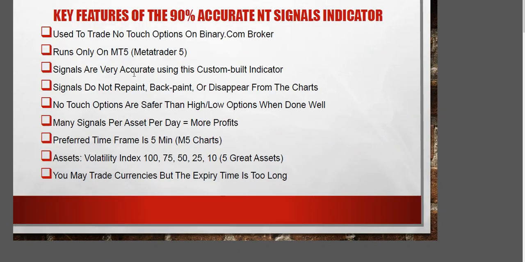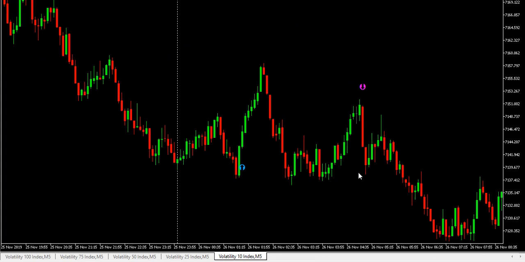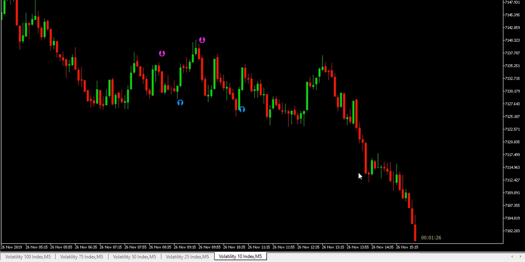All I can tell you, like already indicated here, the signals are very accurate. And please remember, the indicators do not repaint. Nothing repaints here. That's why lows will also be identified as lows, even if you restart your MetaTrader platform.